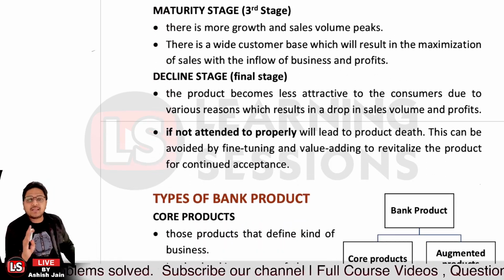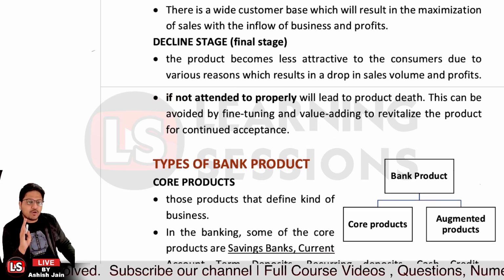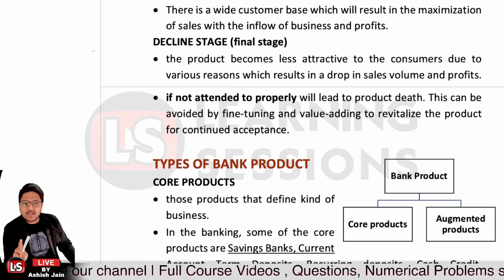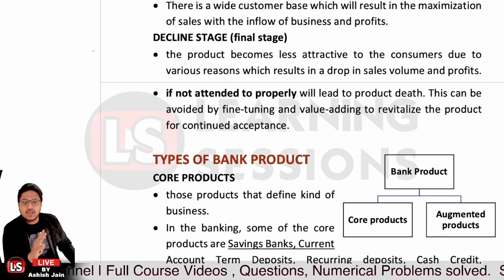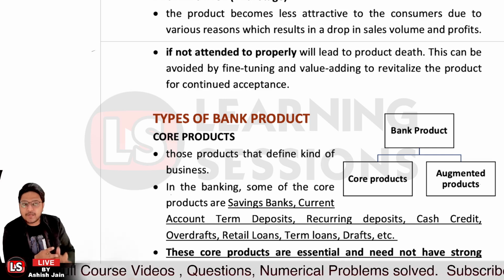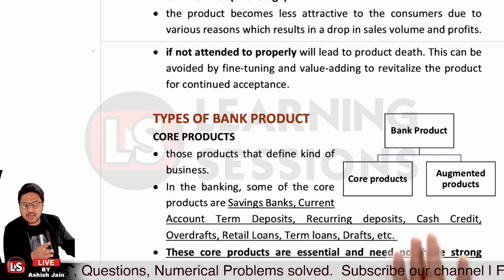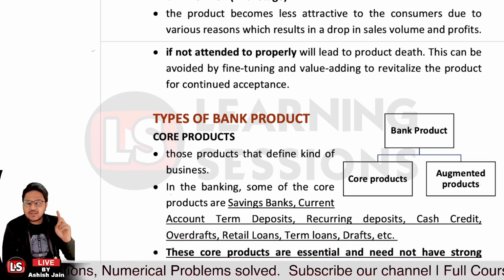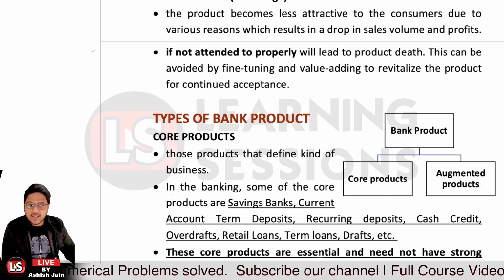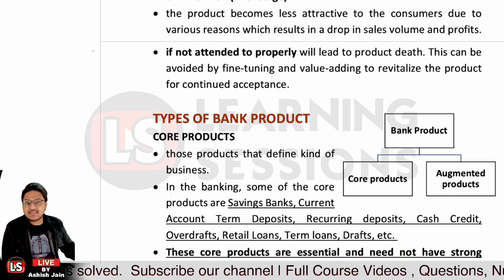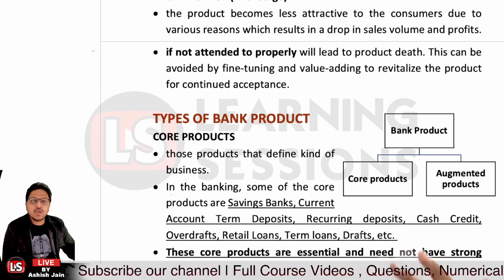Now let's have a look at the types of bank products. First of all, when we talk about bank products, we have two types: core products and augmented products. Core products are the products that define the kind of business. If we talk about core products, we have savings accounts, current accounts, recurring deposit accounts, CC limits, overdraft, housing loan.